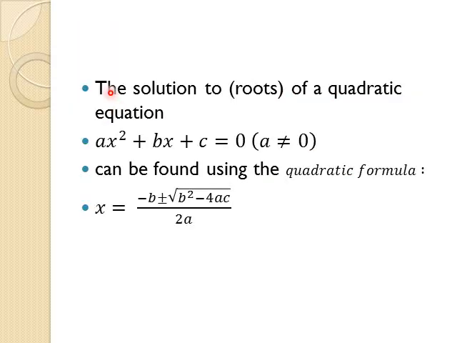Right, so the solution, or roots, of a quadratic equation, meaning when we factorize, ax squared plus bx plus c equals 0, and take note, a cannot be 0, can be found using this formula. Alright, so write it down. This is going to make your factorization a lot easier for those of you that struggle with your timetables.